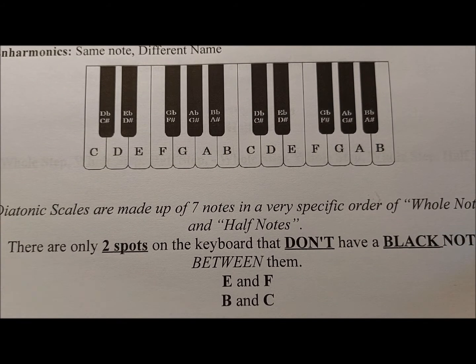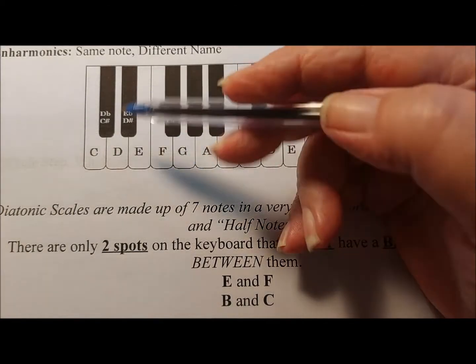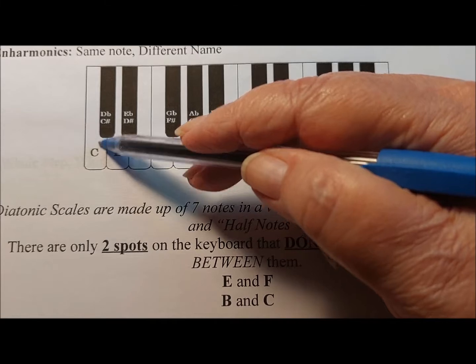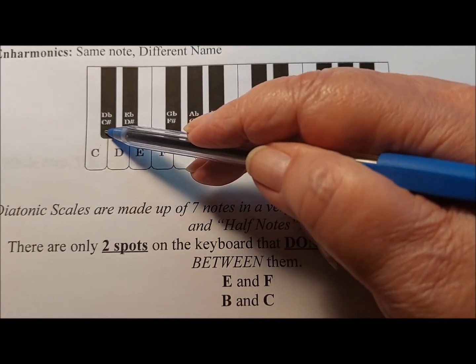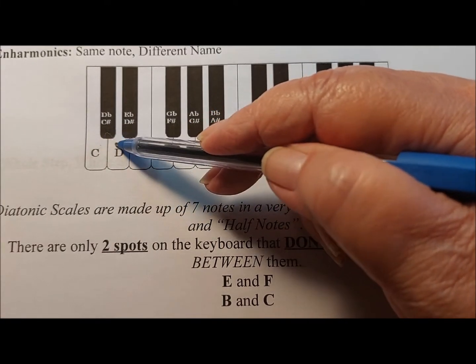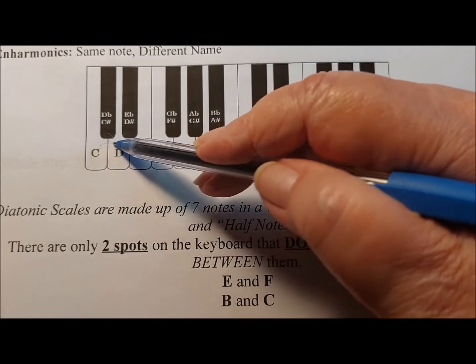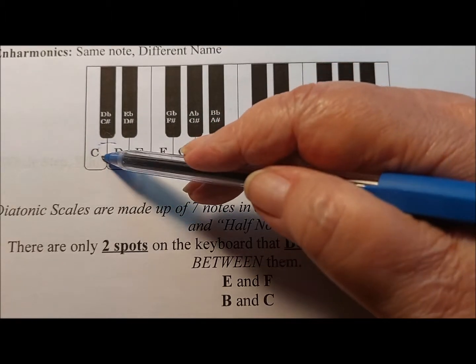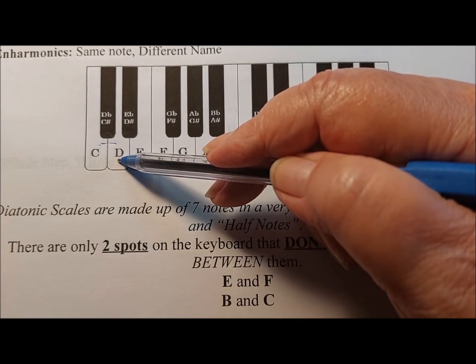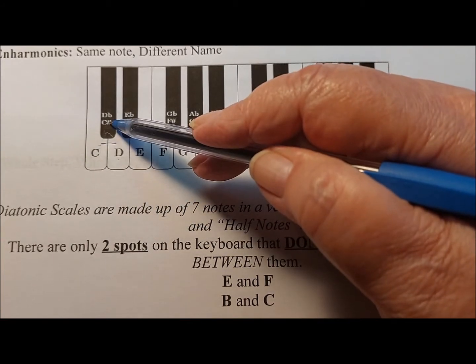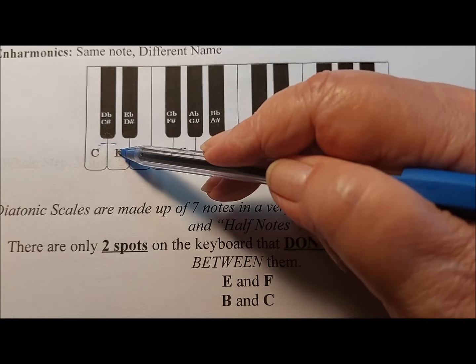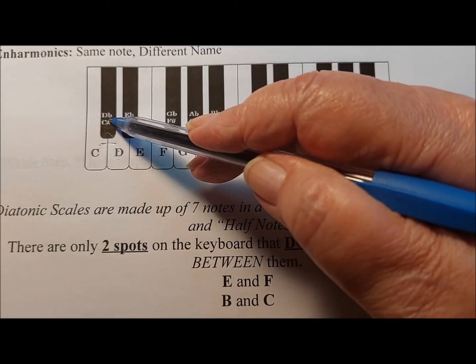Diatonic scales are made up of 7 notes in a very specific order of whole notes and half notes, as we saw before. Remember I said it's a half step between a white and a black key. But if there's a black key in between, then it's a whole step. So from C to D is a whole step. But C to C sharp is half a step. D to D flat is half a step.